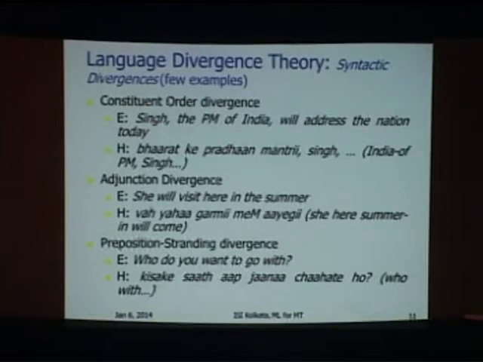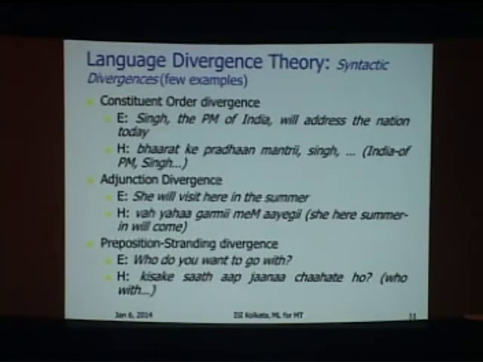Constituent order divergence. Singh, the Prime Minister of India, will address the nation today. Bharat ke Pradhan Mantri Singh. So again, the order of constituents in this noun phrase, Singh, the Prime Minister of India, has changed when we have moved from English to Hindi.